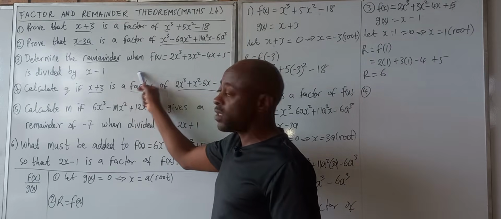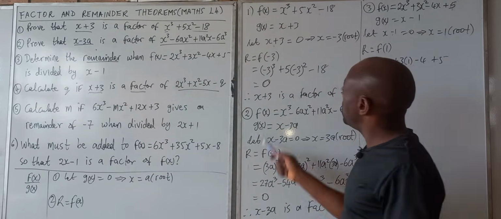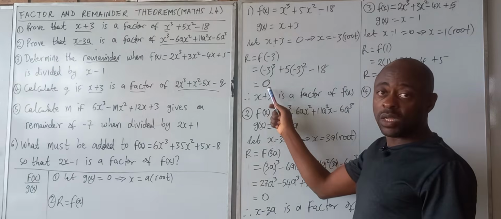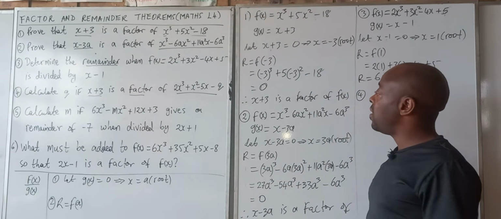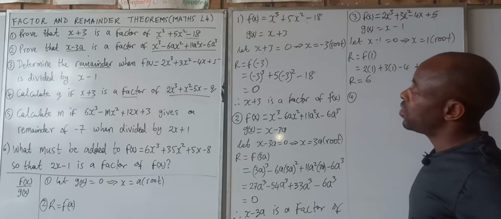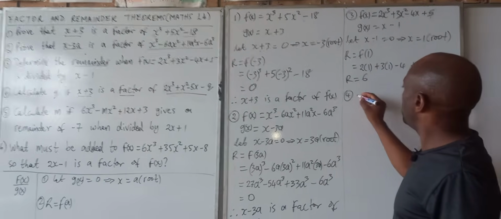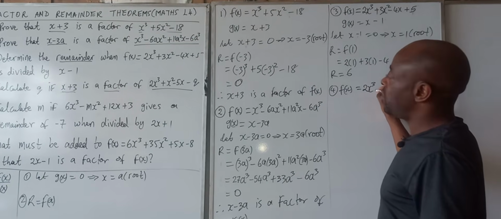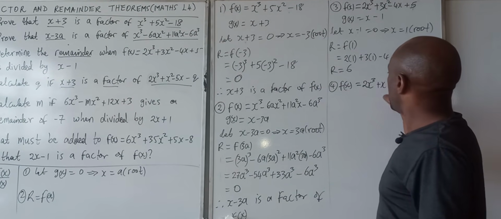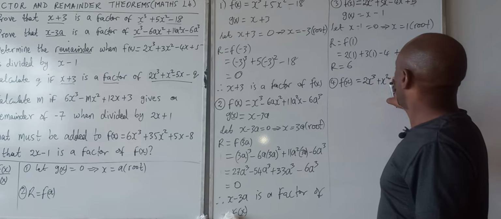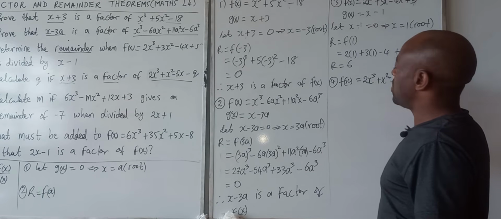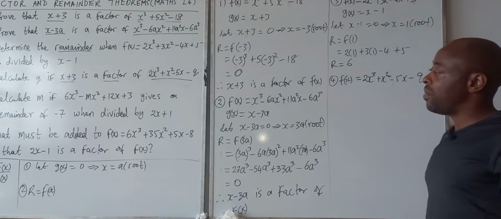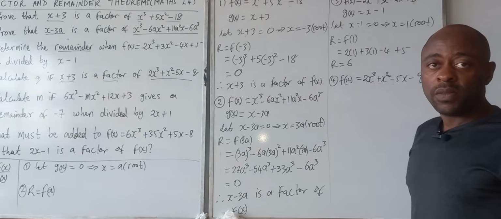Then the word factor is reminding me that my remainder will be a 0. That is to say, I'm under the factor theorem. So I will pick my f. My f is 2x cubed plus x squared minus 5x minus q. So that is my bigger function.